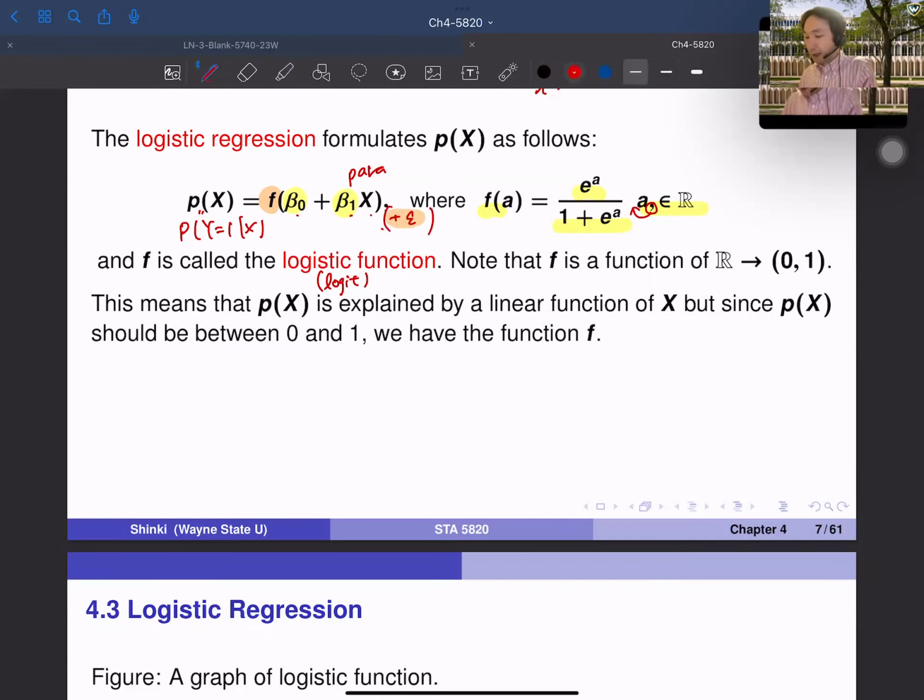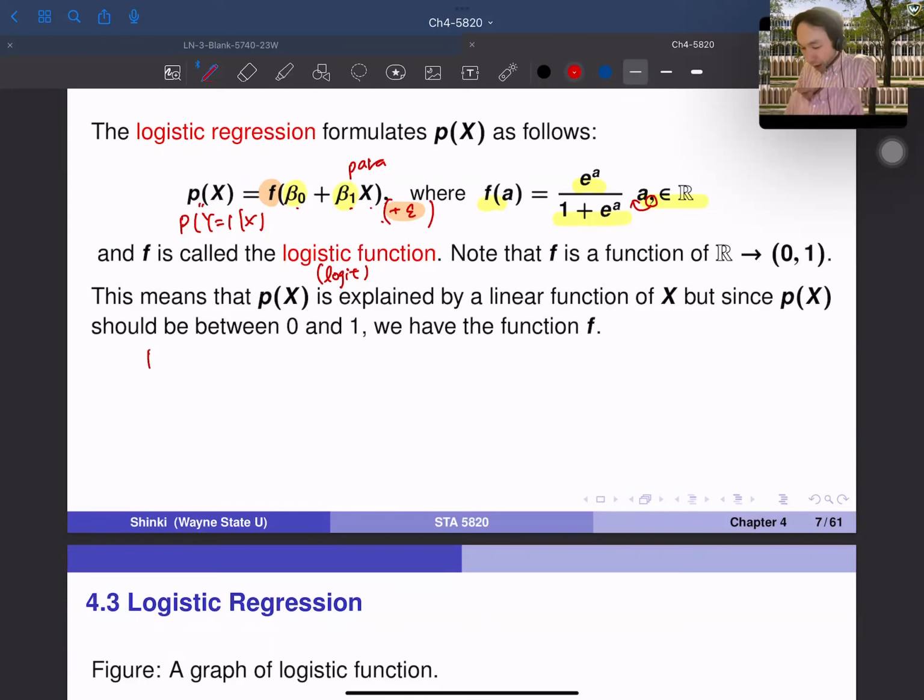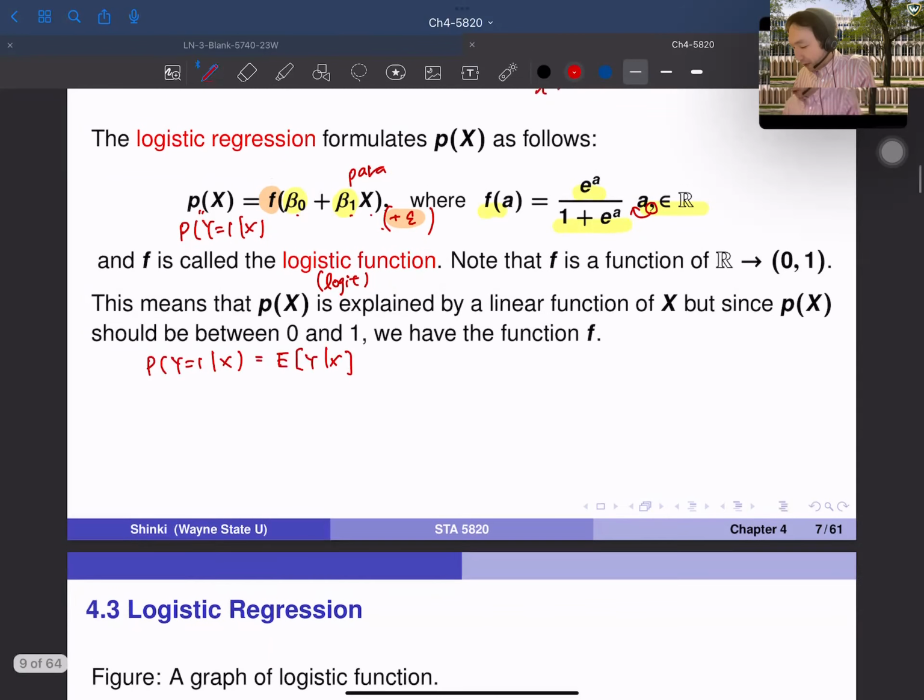But the probability is a kind of expectation, right? So the probability of y equal to 1 given x is actually the same as the expectation of y given x. Expectation is always constant, with no error terms. Even in linear regression, we have y equal to a plus bx plus epsilon. If we take expectation, E of y is equal to a plus bx. So it's natural that we don't have an error term here.